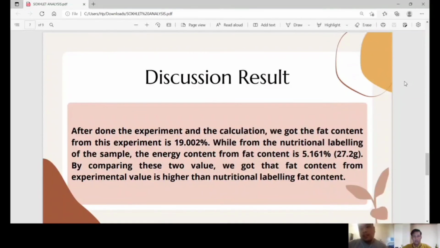That is why the experimental value is much higher than the nutritional labeling content. Okay, next.